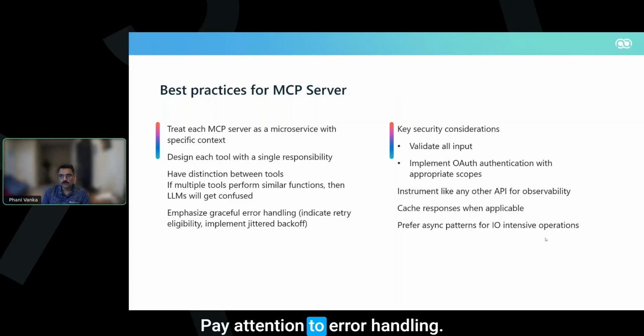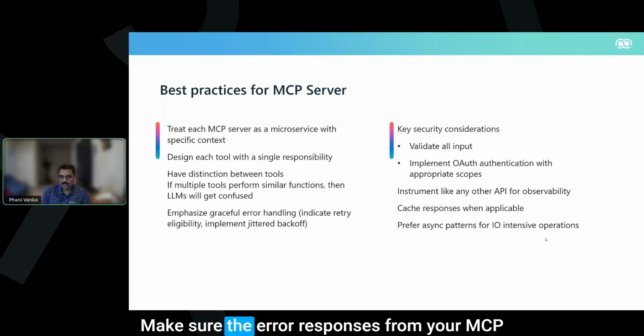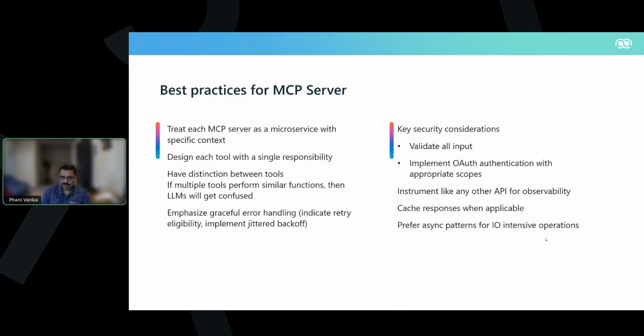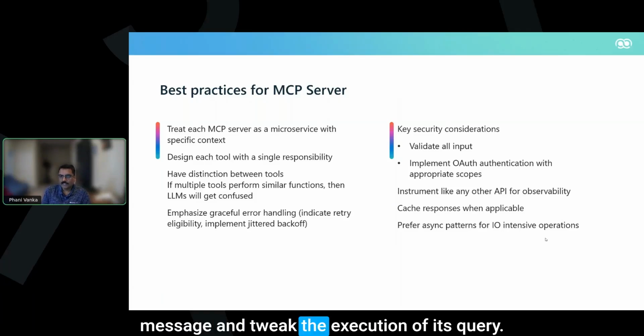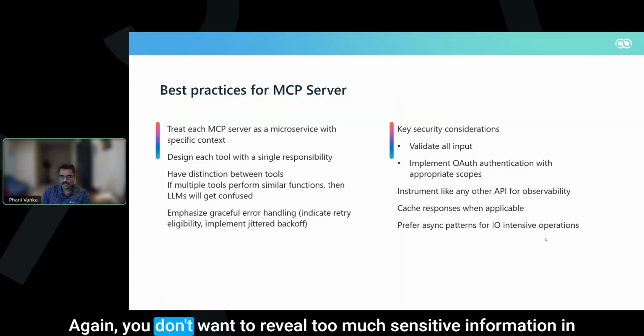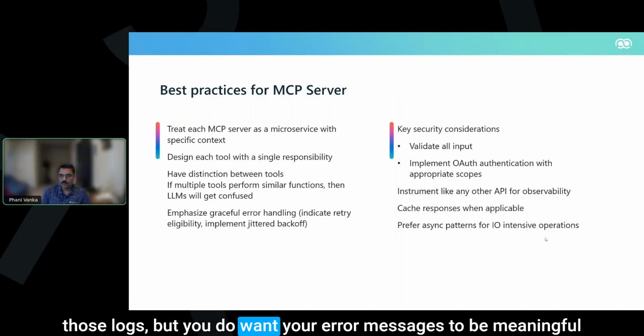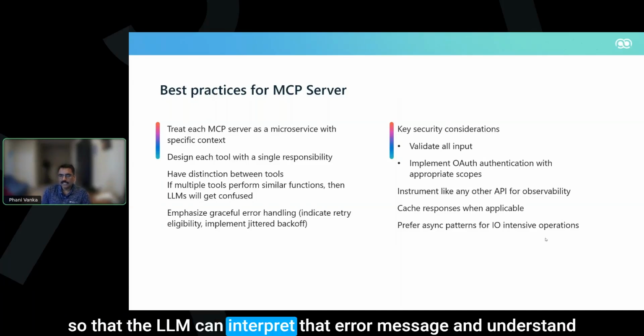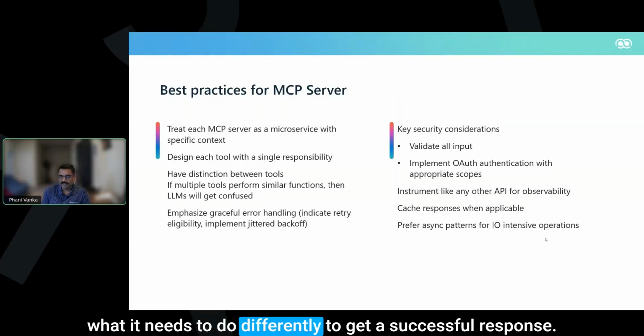Pay attention to error handling. Make sure the error responses from your MCP server include as much information as possible so that the LLM can learn from that error message and tweak the execution of its query. Again, you don't want to reveal too much sensitive information in those logs, but you do want your error messages to be meaningful so that the LLM can interpret that error message and understand what it needs to do differently to get a successful response.